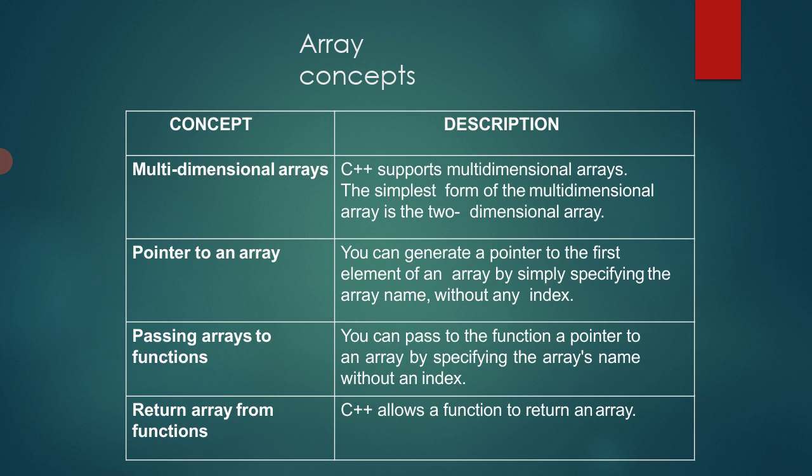Next is pointer to an array. Now what is a pointer to an array? You can generate a pointer to the first element of an array by simply specifying the array name without any index. So it means we can also create a pointer to an array. Now what is a pointer? A pointer is a reference variable.